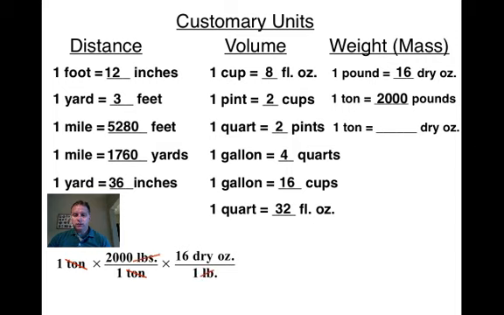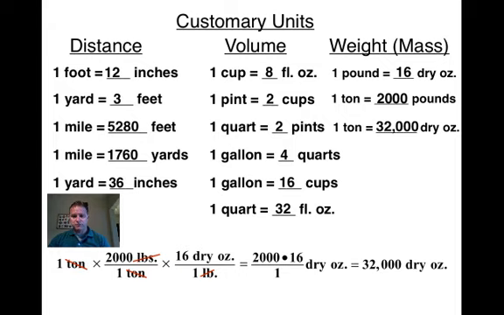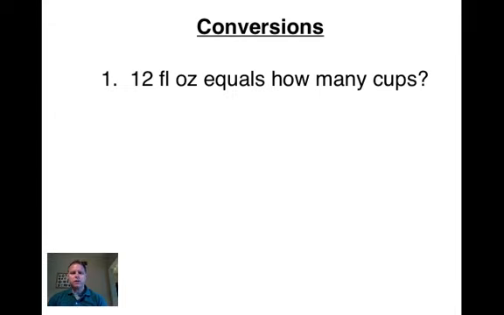Those will cancel out, and we're basically multiplying straight across, and we'll get 32 dry ounces. Or sorry, not 32, 32,000 dry ounces. All right, so let's do some conversions here.